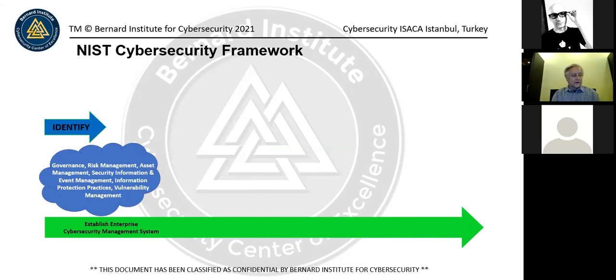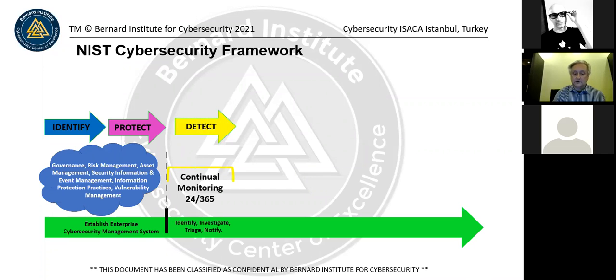Now, the actual process looks like this. So risk management, governance, asset management, all of those things, event management, information protection practices, and vulnerability management, they're all built into these first two steps. So first we identify the assets, set up the governance committee, do the risk assessments, evaluate the supply chain, and then we go about protecting that. So right there in those two steps, we've done a lot of work in order to make sure that we're ready to start monitoring so that we can detect.